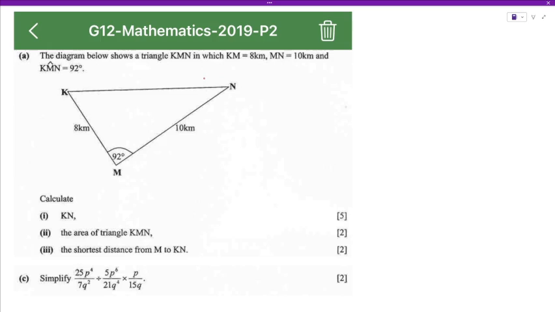Okay, so before we calculate the distance, we are going to name our triangle using the triangle notation. According to the triangle notation, the side opposite angle M is going to be named with a small letter m. The side opposite angle N is going to be named with a small letter n. The side opposite angle K is named using a small letter k.